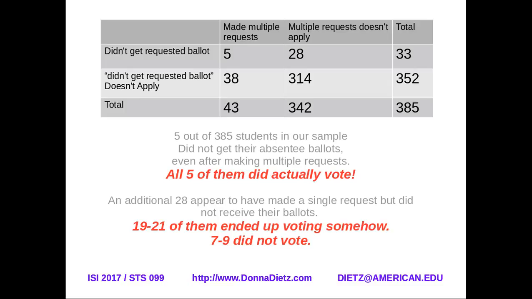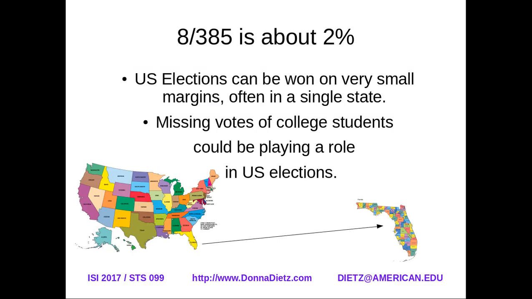So I decided to look more closely at those surveys from those 33 students. Shockingly enough, all 5 of those students did end up voting. 3 of them said they had to travel, but they all said they voted. This is encouraging. And for the other 28 who never got ballots, there were 2 non-responses on the voting question. But we do know that 19 of them ultimately voted and 7 of them didn't. So where does that leave us? 7 or 8 students out of 385 is about 2%.